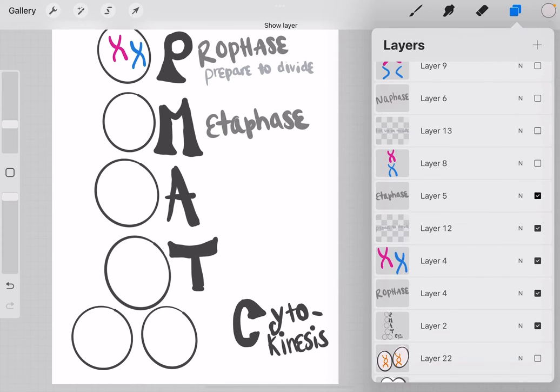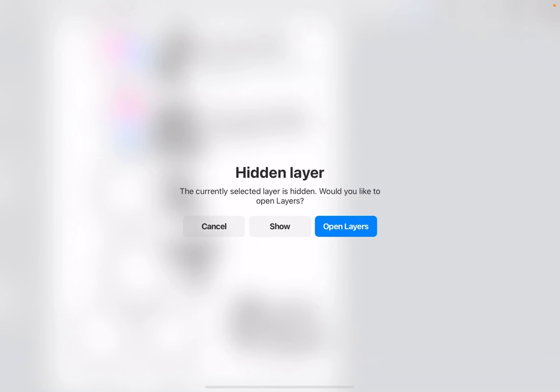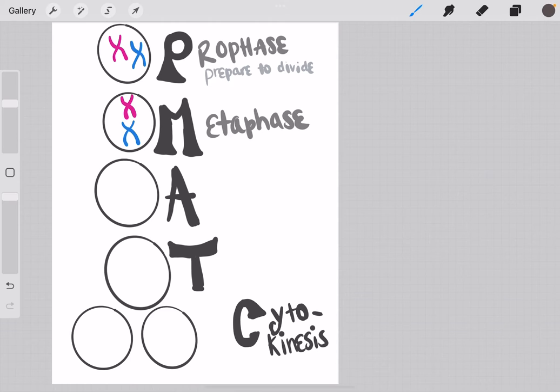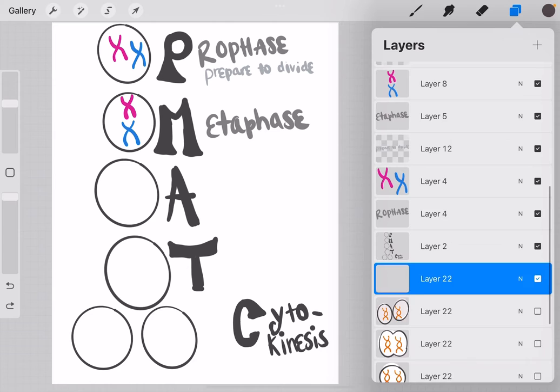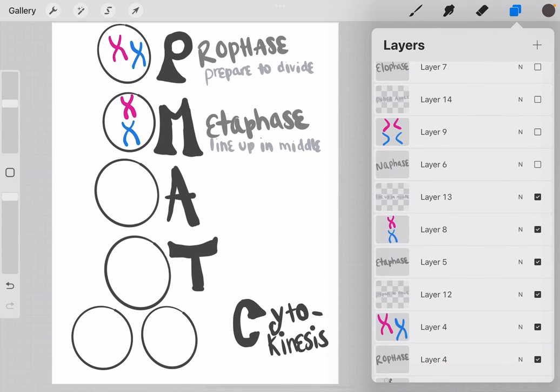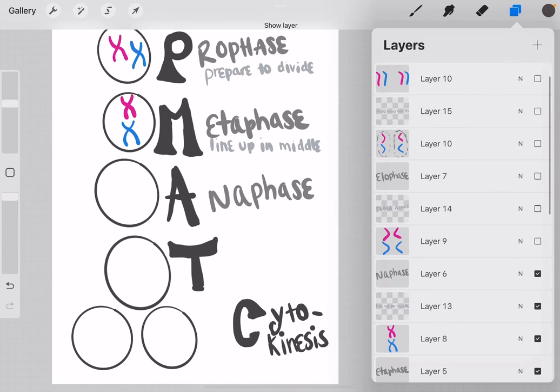The next part is known as metaphase. Metaphase is when the chromosomes line up in the middle of the cell. As you can see, metaphase, middle, this is the middle of the cell. The chromosomes are lining up in the middle, and it's easy to remember because metaphase starts with an M, and middle starts with an M. So if you see chromosomes that are in the middle like this, then you know that the cell is in metaphase.